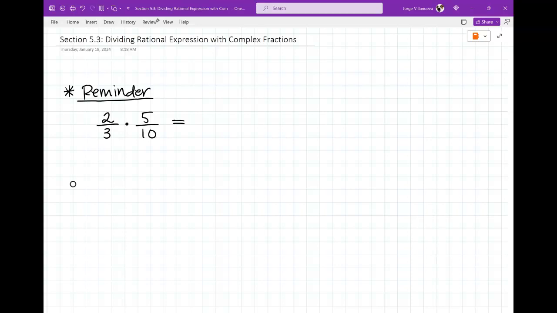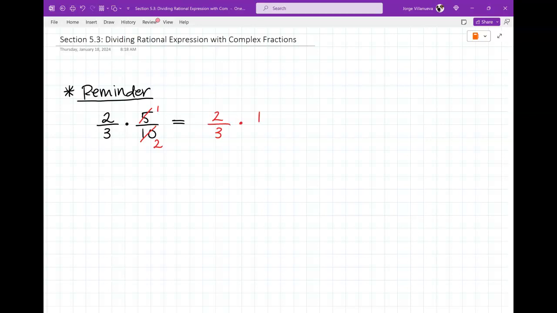And I noticed diagonally, 2 and 10 can be reduced, but also vertically 5 and 10 can be reduced, right? So you get to choose whatever you want to do. I'm going to go with the easier one for me. I'm going to make this 5 a 1 and this 10 a 2. Now let me rewrite this.